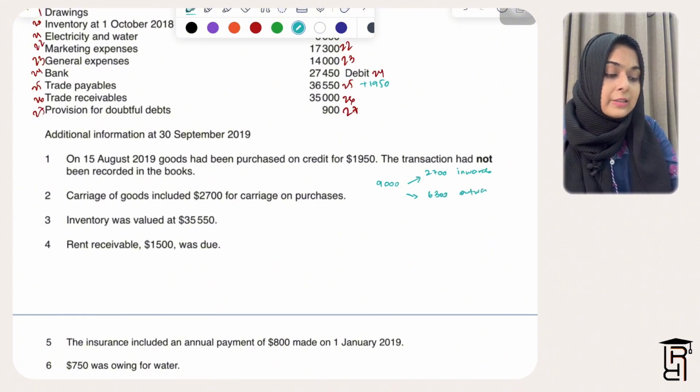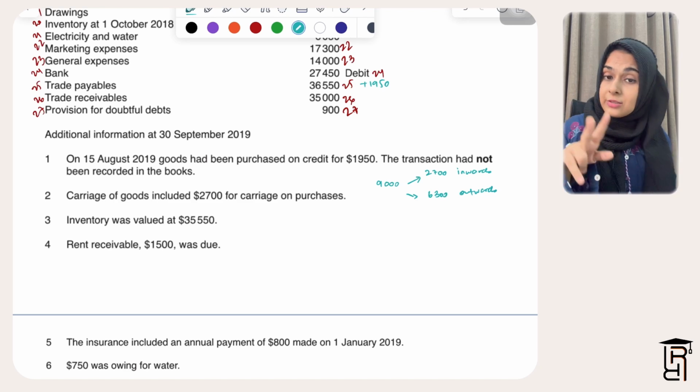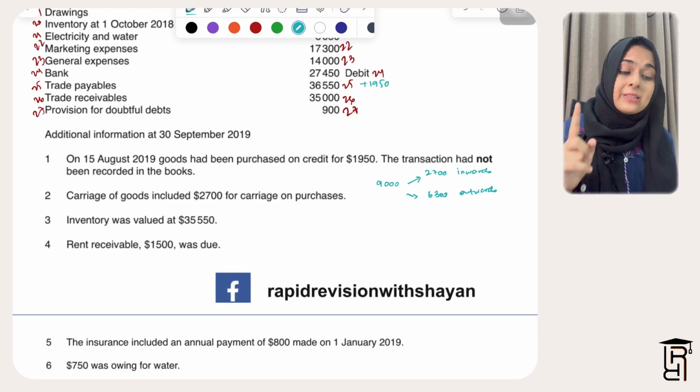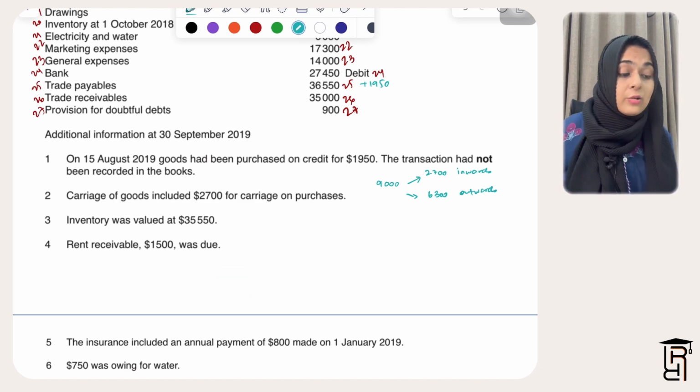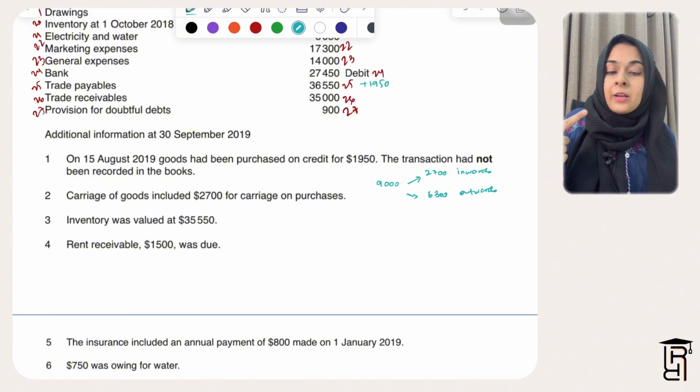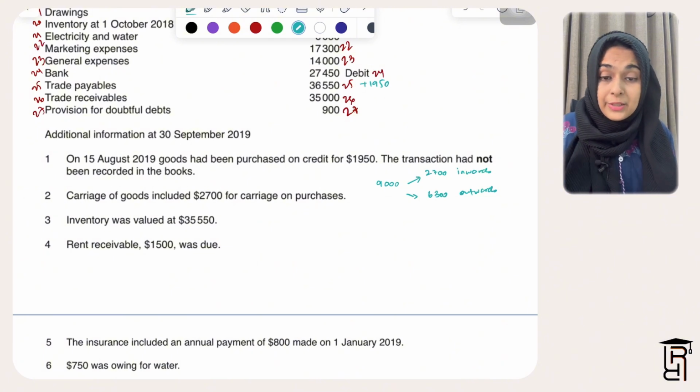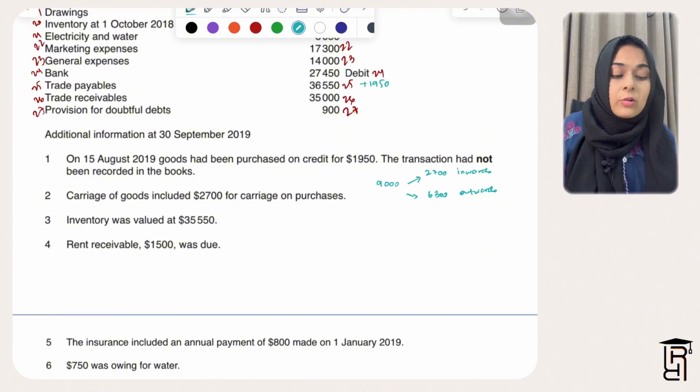So this is 6,300, which is carriage outwards, because there are two types of carriage in accounting. One is inwards and the other one is outwards. Whenever we are giving free delivery to our customers, it's carriage outwards, and that is a business expense, and it comes in the expenses section of the income statement.